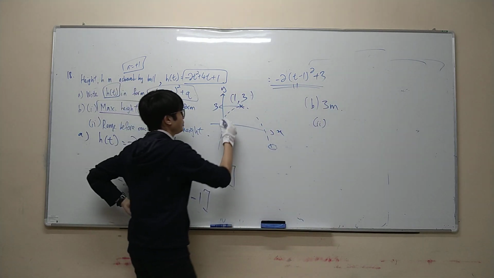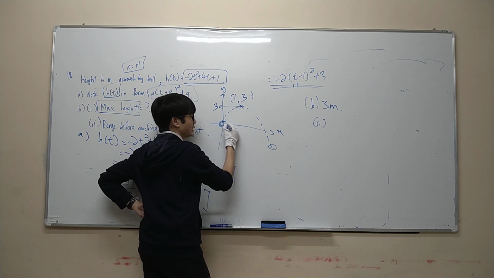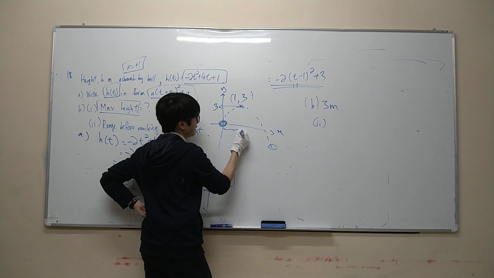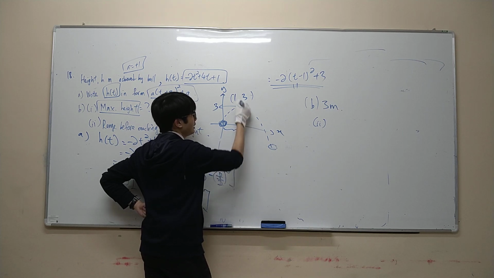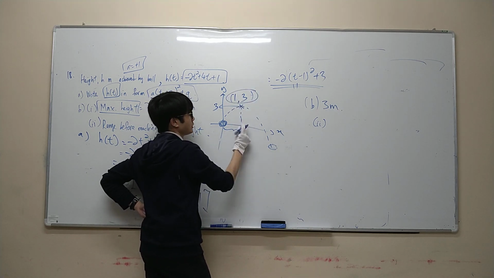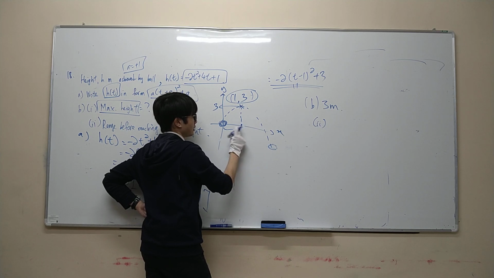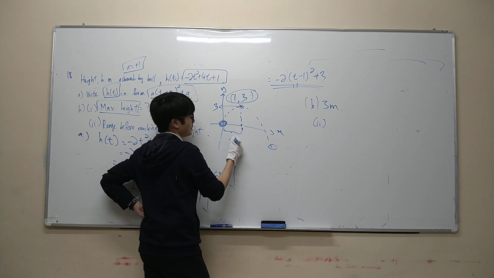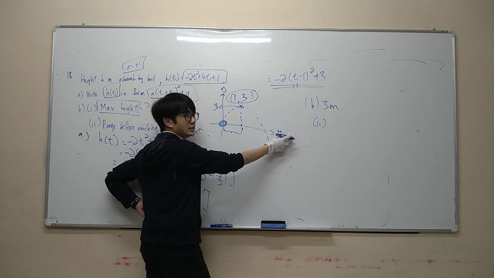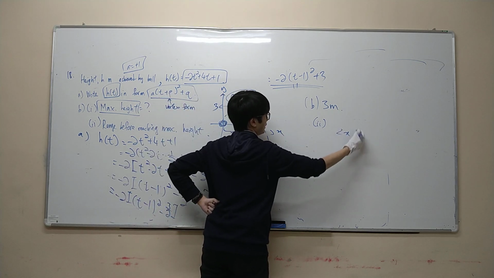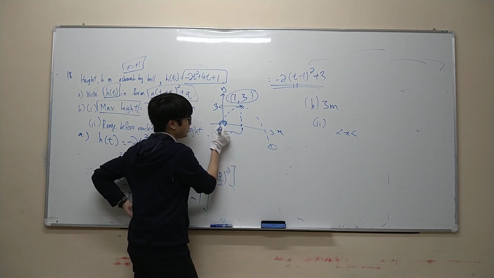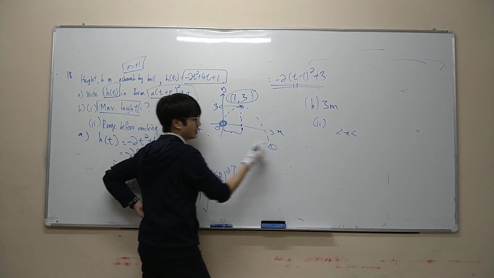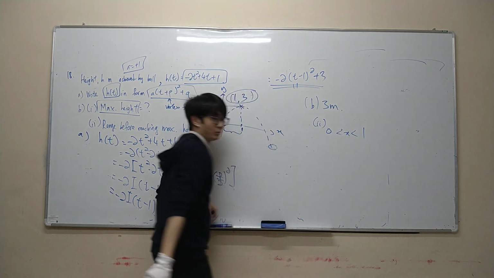Before reaching maximum height means the ball is here, right? And then before reaching maximum height means the range will be here until 1. Because you know the coordinate is 1, 3. So here is 1. Here is 1, right? And the range will be here. So can you see this is on the x-axis? So the range will be on the x-axis, but it's in between what? It's in between 0 to 1.